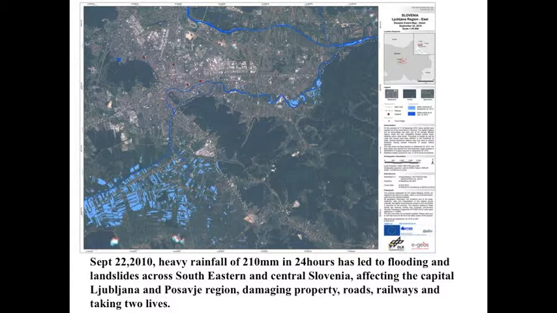Slovenia. Within just 24 hours, about 210 millimeters of rain came down, affecting the capital and the region, and damaging property, roads, and railways. Two people lost their lives. It was all monitored by our satellite system.